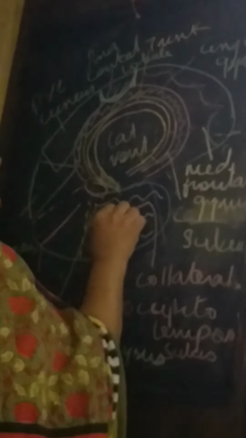The first one, the uppermost gyrus, is the parahippocampal gyrus. This you must have studied in physiology, the importance of this parahippocampal gyrus. Then you have the medial occipitotemporal gyrus and the lateral occipitotemporal gyrus.